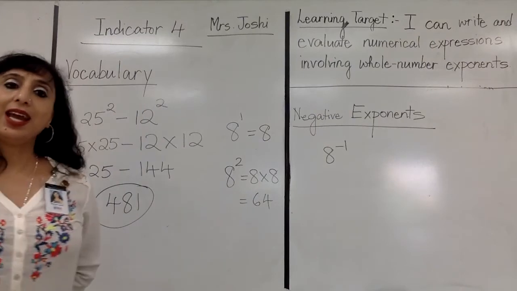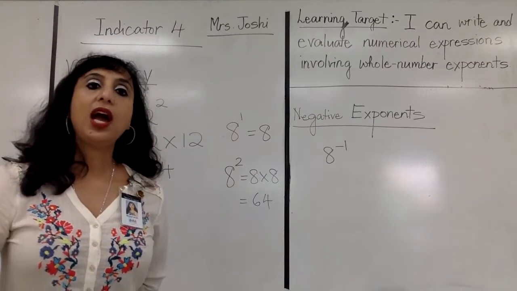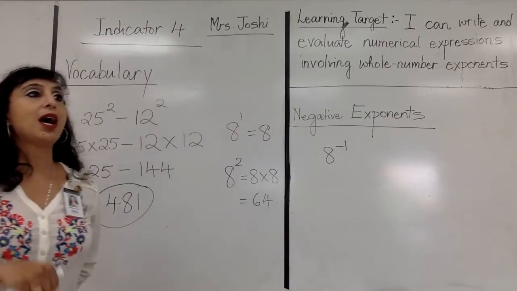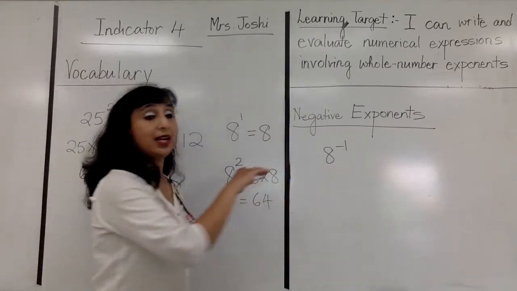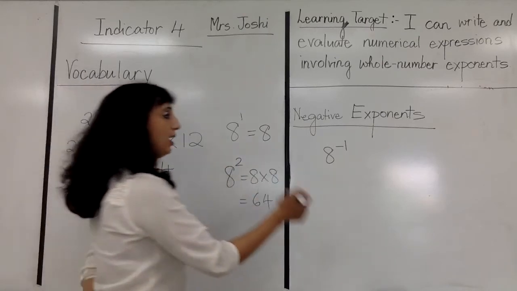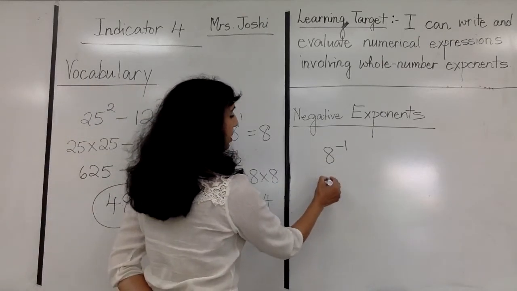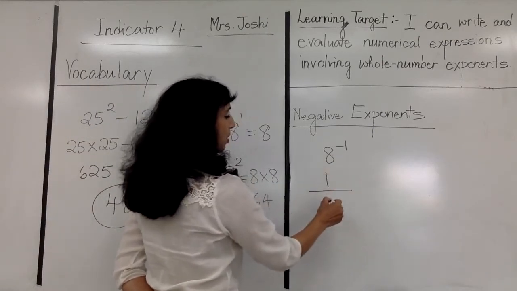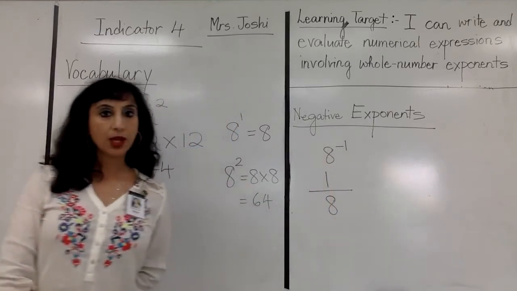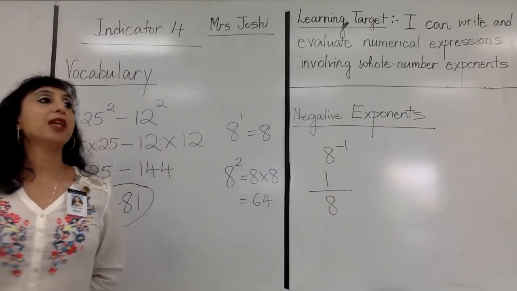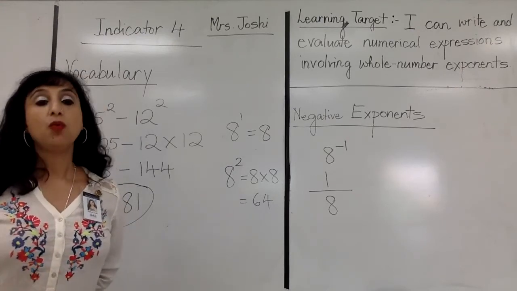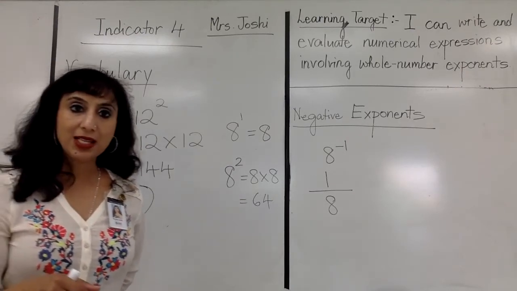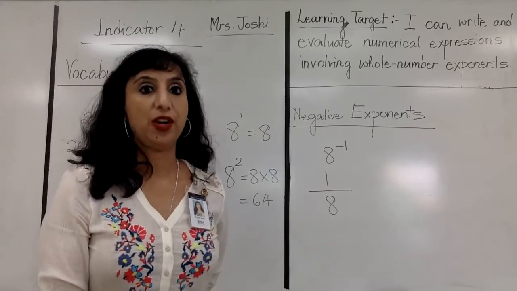Now, if I have 8 to the negative 1, all I do is take the 8 and it becomes the denominator. So if I'm saying negative 1, you just flip it like this and you do 1/8. Okay, so that's what your answer will become. It becomes a fraction form where whatever your base is, it becomes the denominator.